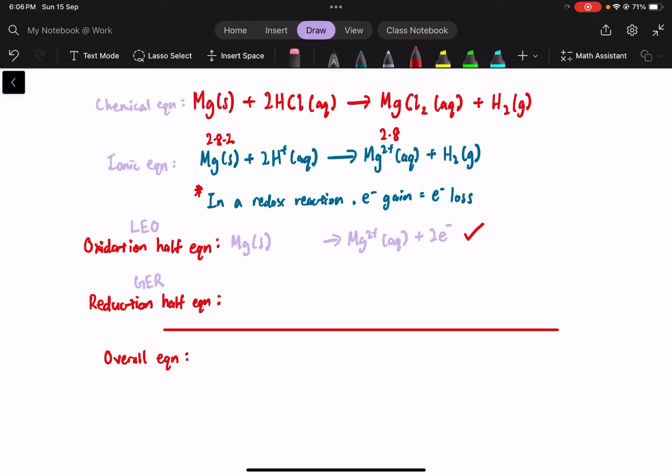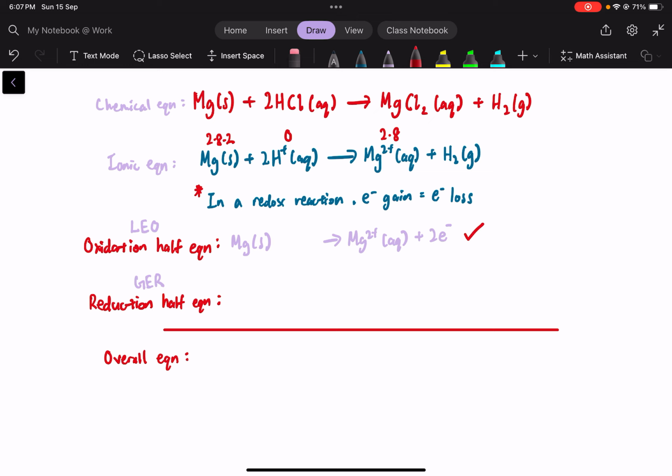Okay, so now let's look at the 2H+ ions present in this reaction. First let's look at the periodic table for hydrogen. So hydrogen has a mass number and proton number of 1. So for H+ ions, because it has already lost 1 electron, it does not have any electrons. So for H+ ions, it is just 0.